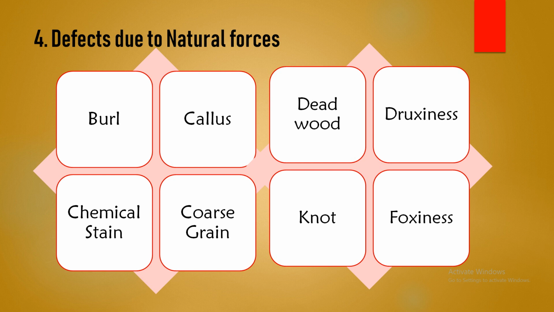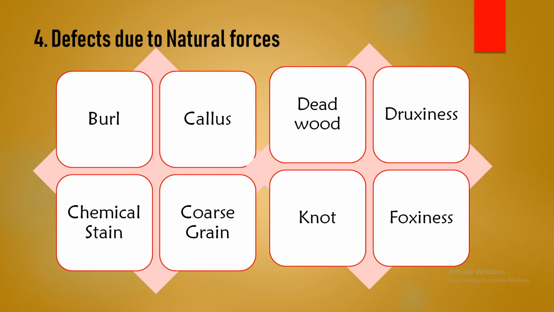The fifth one is dead wood. Dead wood means the wood which is dead. Sixth one, druxiness. Druxiness is the white decayed spot inside the wood. It affects the strength of the tree and it is concealed by healthy wood, so it cannot be seen from outside. Seventh one is knot.